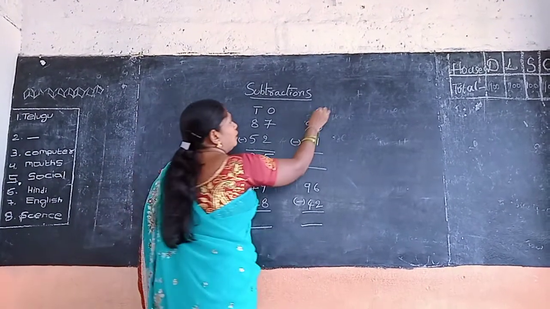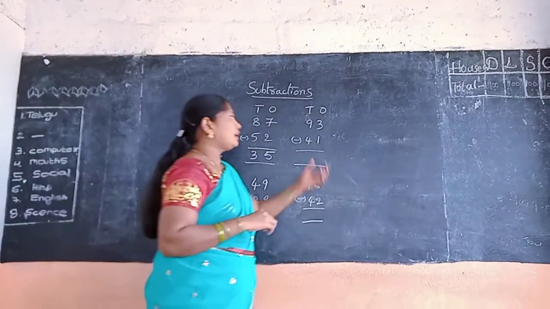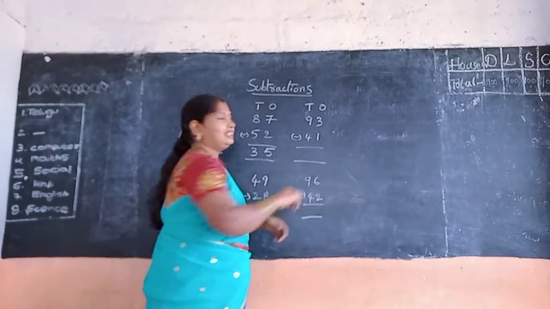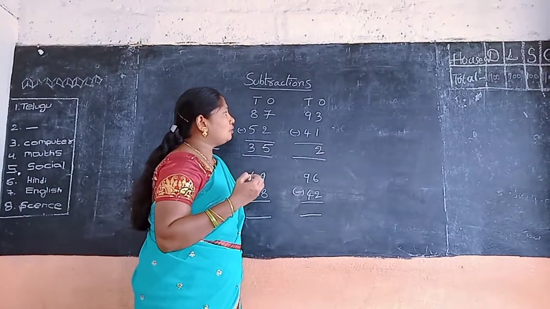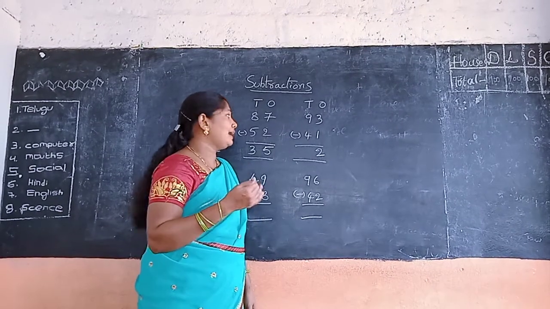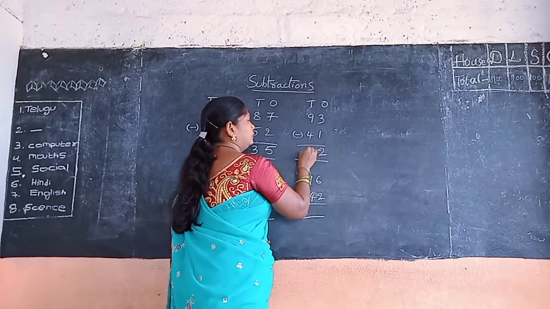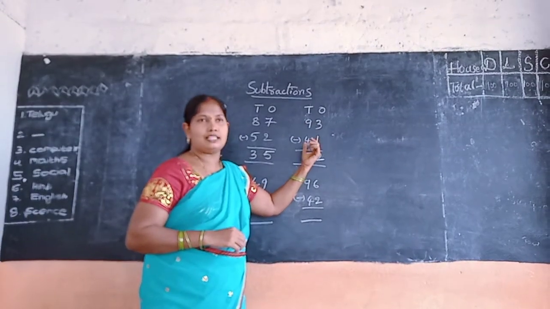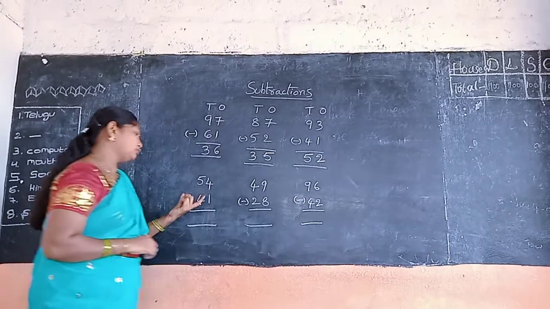Next, this is the 1's place value. This is the 10's place value. Now take the 1's place value first. 3 minus 1 is equal to 2. Next, take 9 in the 10's place value. 9 minus 4 is equal to 5. Now 93 minus 41 is equal to 52. This one is completed. Now go to the next one.